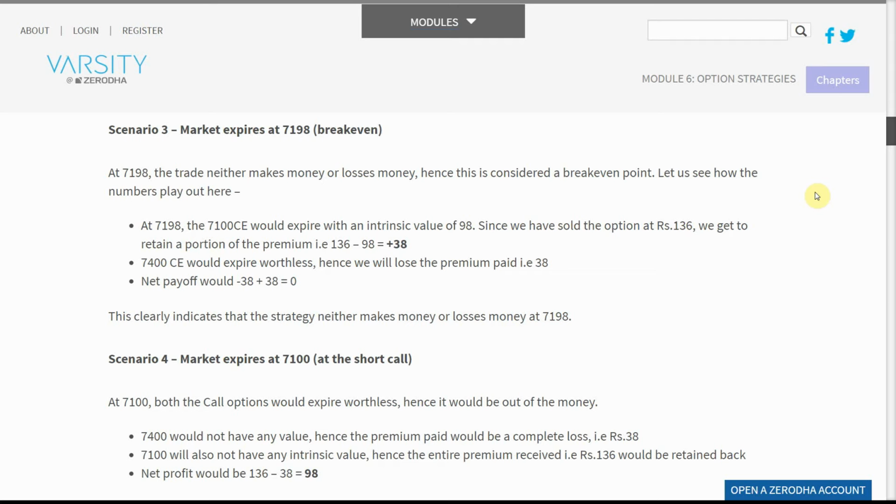7400 CE would expire worthless. Hence we will lose the premium paid, i.e. 38. Net payoff would be minus 38 plus 38 equals 0. This clearly indicates that the strategy neither makes money nor loses money at 7,198.